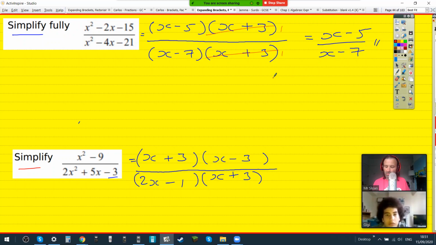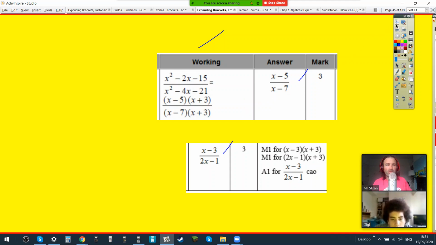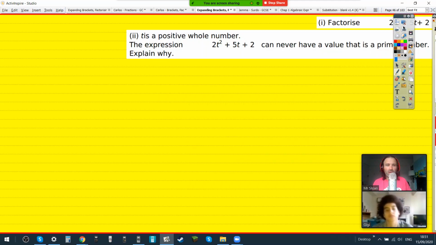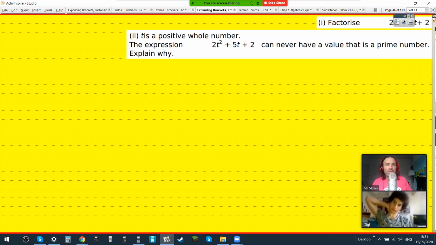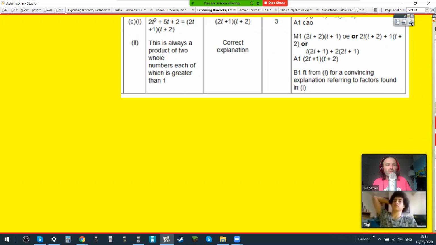Okay. Can you do that with this one? Oh yeah. X plus 3 and X plus 3. Yeah. They both go, so it'll be just X minus 3 over 2X minus 1. Well done. X minus 3 over 2x minus 1. Great. That's simpler, I think.